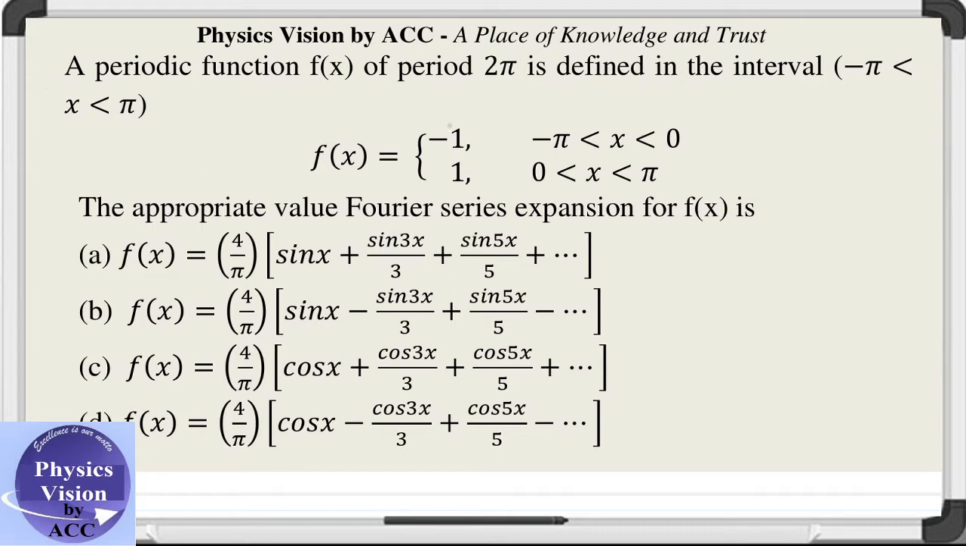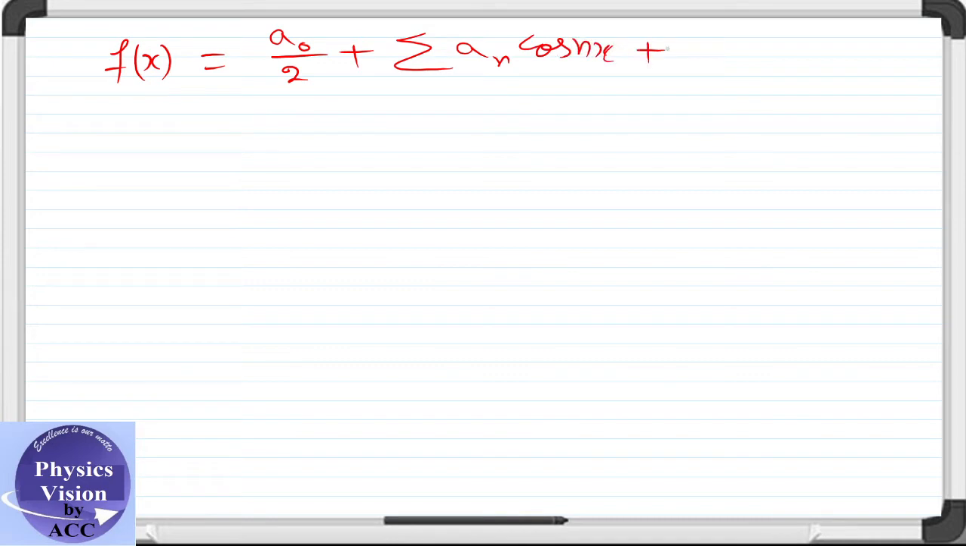The given function is of a Fourier series. For this function, f(x) is minus 1 from minus pi to 0 and 1 from 0 to pi. We need to calculate its Fourier series expansion. First of all, let us see what the Fourier series expansion is. It is given by a naught by 2 plus summation of an cos nx plus bn sin nx.